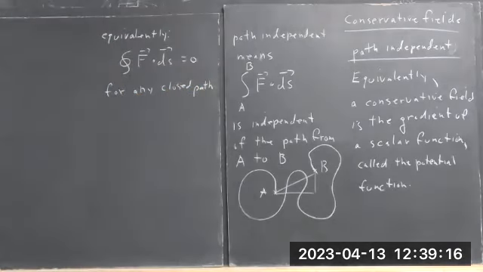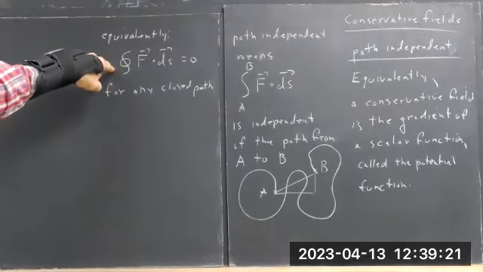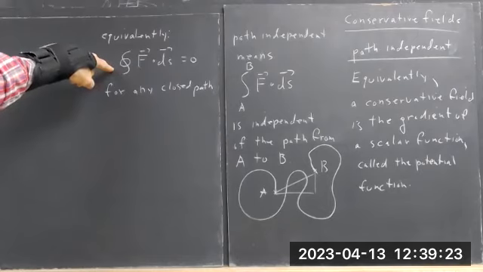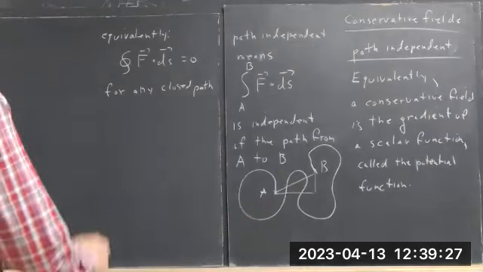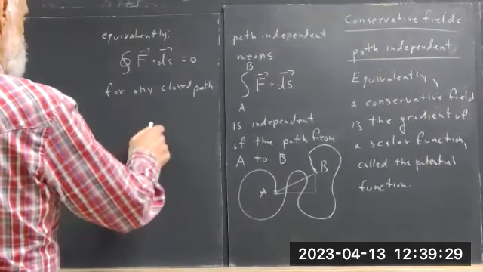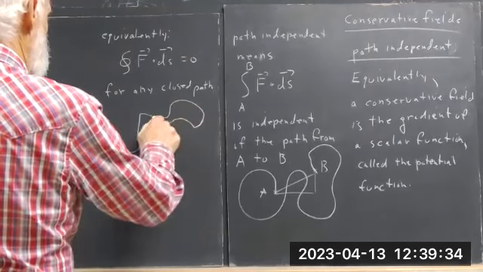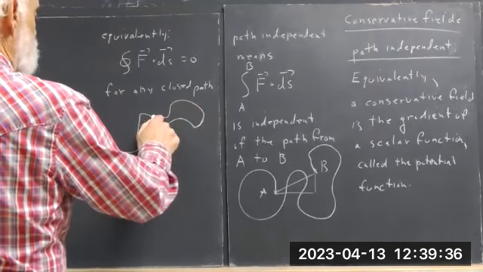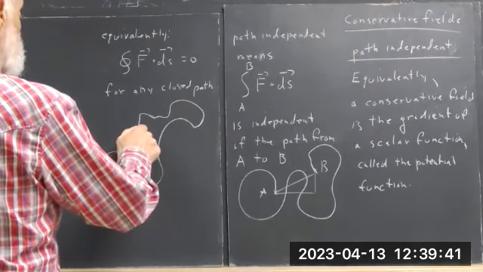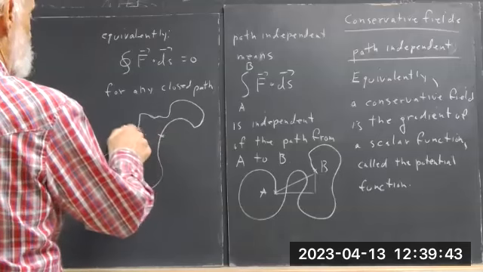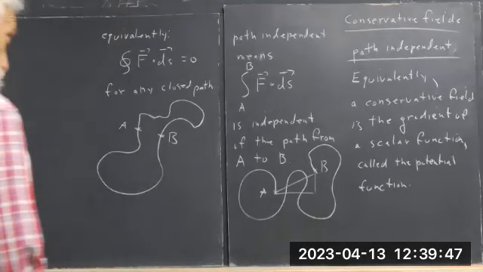Okay. Another equivalent way to say this is that this integral is 0 over a closed path, and by that little circle there, I mean closed path. Now, why would that be equivalent to this? Well, take the closed path. Remember where it started, where it stopped. Now take any two points on that path, call them A and B.